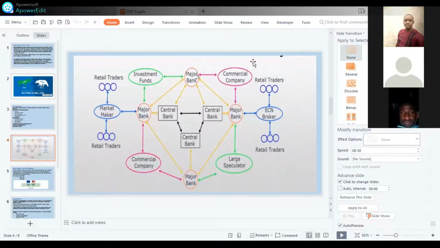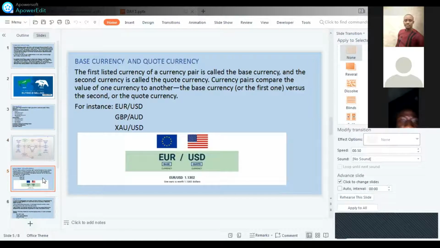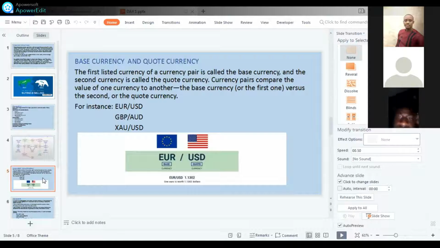Now, class, what are we going to look into? Base currency. You know, currency. I am defining from my own thoughts. Currency is simply a fiat note spent by a country.